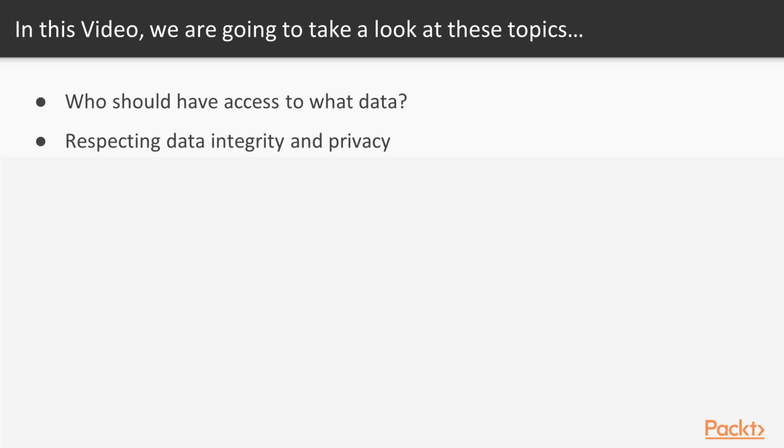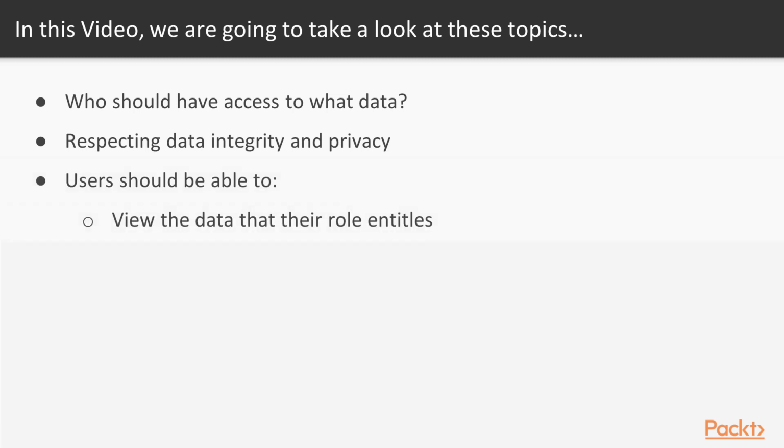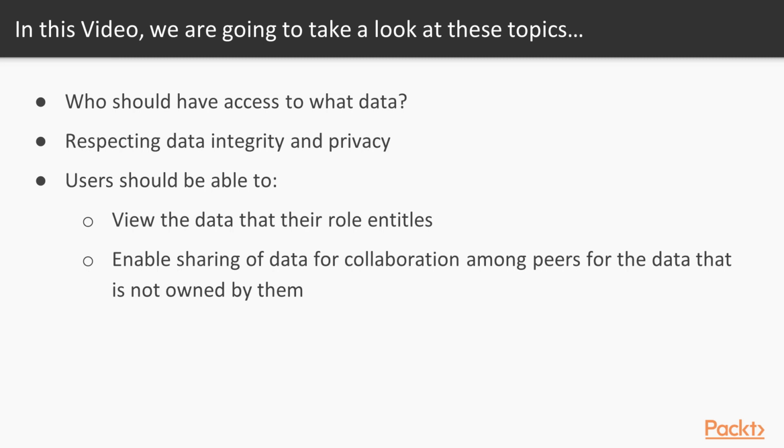Now, talking about the goals, what we'll get out of it, or what we should consider, it's very simple. Users should be able to view the data which their role entitles, and to enable sharing for collaboration among peers for the data which is not owned by them. Alright? Simple concepts.